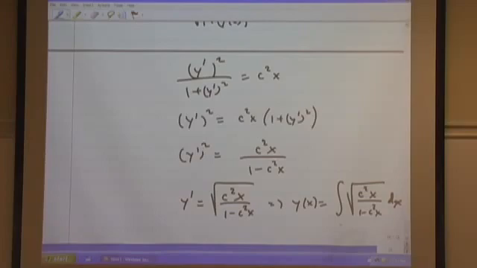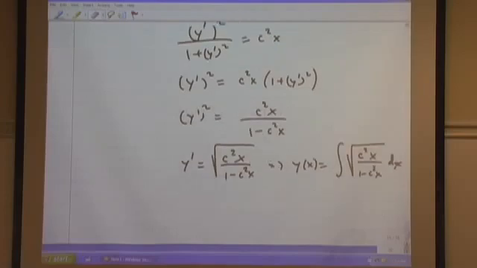And the limits are 0 to, well, really, it's the improper integral. It's the indefinite integral. If you want to put a proper integral, you'd have to change it: y of x is the integral from 0 to x of square root of c square s over 1 minus c square s ds, right? So that's the formula you have in the book.